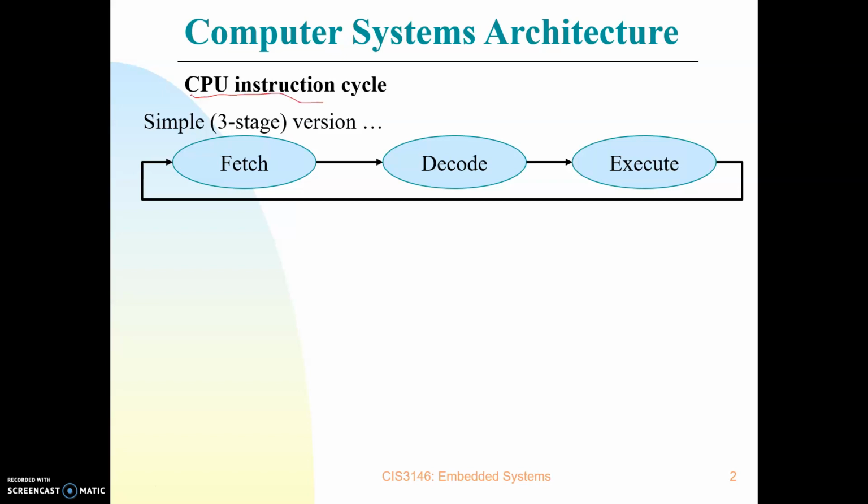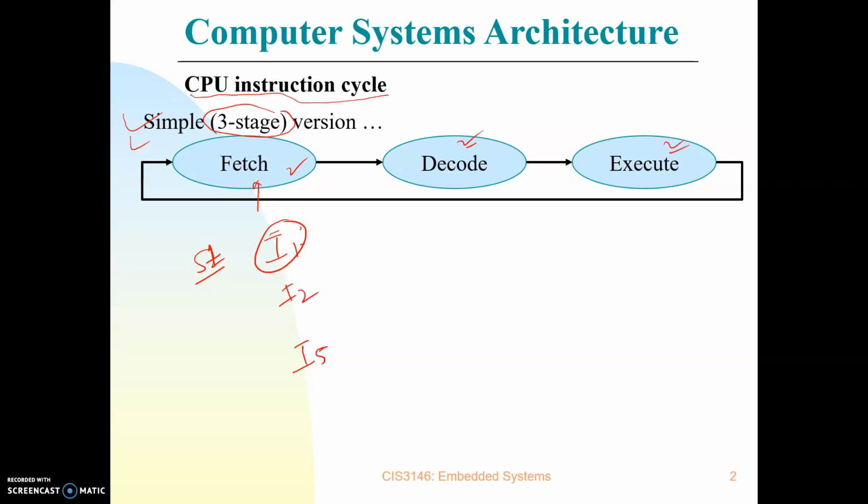So here you can see the CPU instruction cycle is presented. This diagram is for the 3-stage version of the CPU instruction cycle. It is very simple and gets completed in 3 steps. The first step is fetching the instruction. Suppose you want to execute 5 instructions, I1 to I5. For the execution of I1, perform a 3-step task: fetching the instruction, decoding the instruction, and executing the instruction I1.